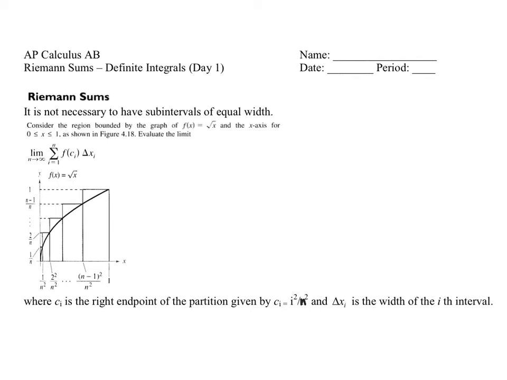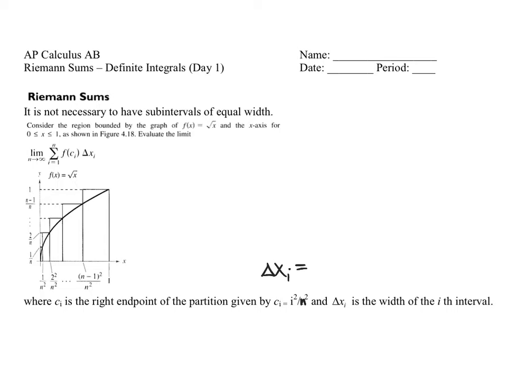Now, we still have a similar process that we're going to use. We're given c sub i, but we need to figure out delta x sub i. All right? Now notice here in the formula, it's not just a delta x, it's a delta x sub i. And that's because the delta x isn't the same for every rectangle. Okay? So we have to figure out what this is. And that's where we can use the c sub i to help us out.